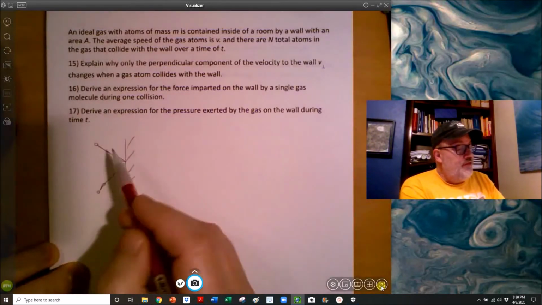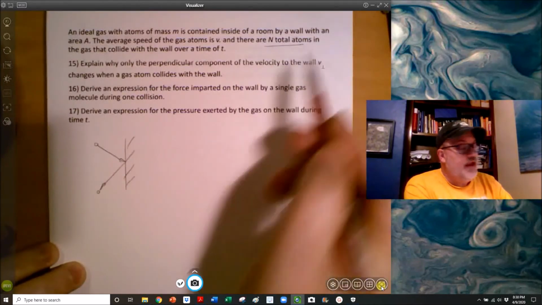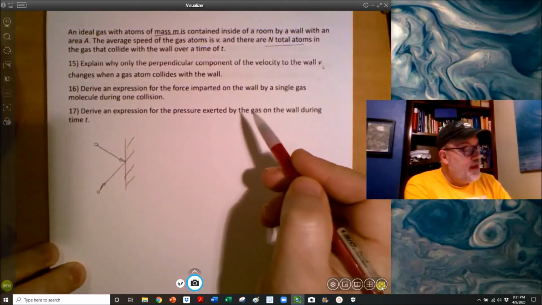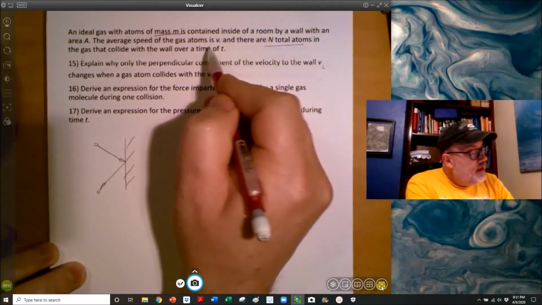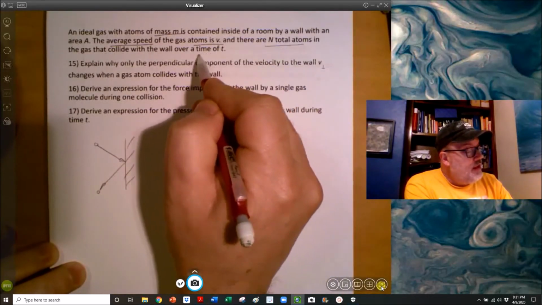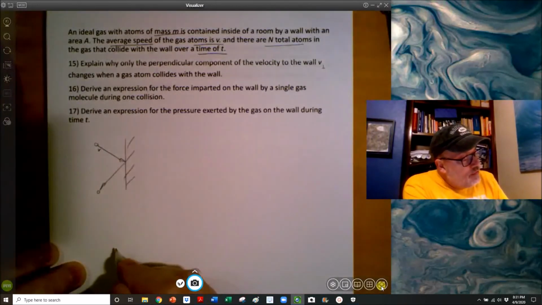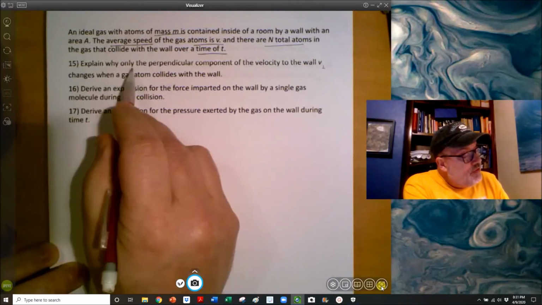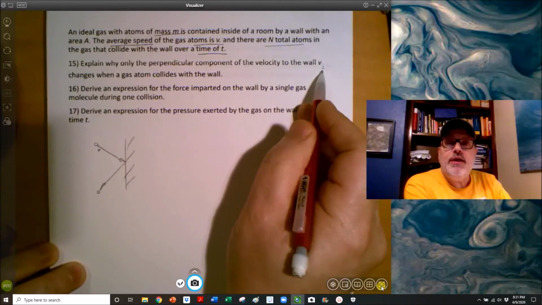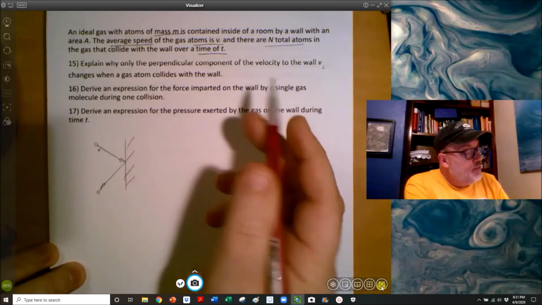So in this one, we have a gas molecule that's moving towards a wall and bouncing off. There's actually a lot of gas molecules doing this, and they're in random motion, of course. Molecules have a mass of m, and they have an average velocity of v, and they're hitting the wall for a period of time. So this is our velocity this way. Now, question 5 says, explain why only the perpendicular component of the velocity to the wall, v sub perpendicular, changes when the gas molecules or the gas atoms collide with the wall.